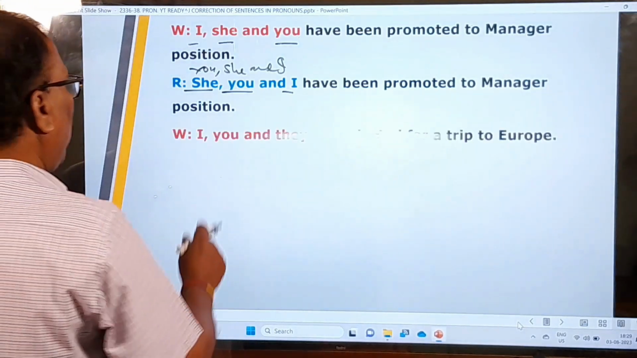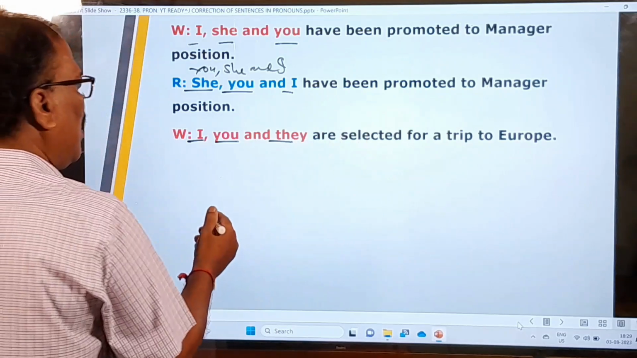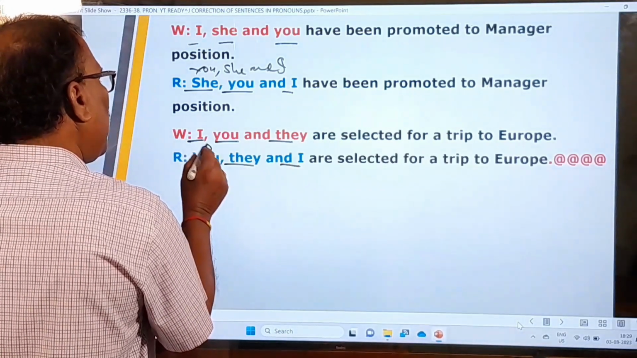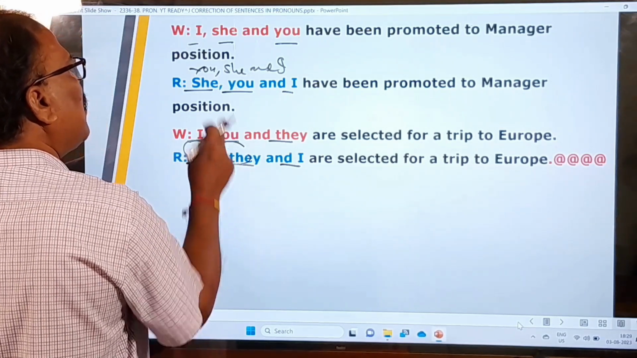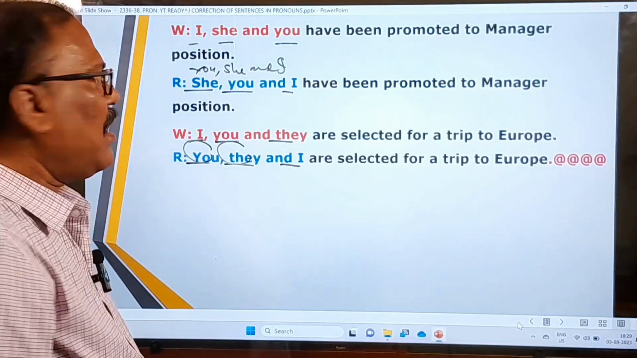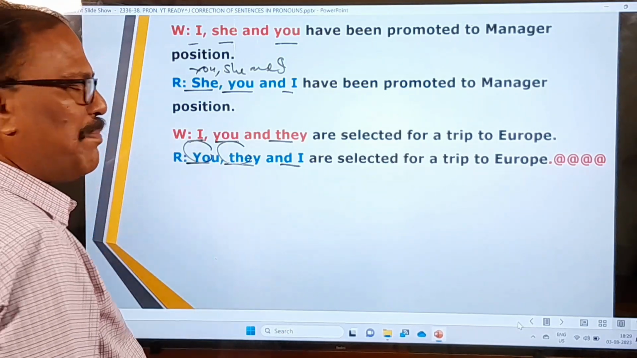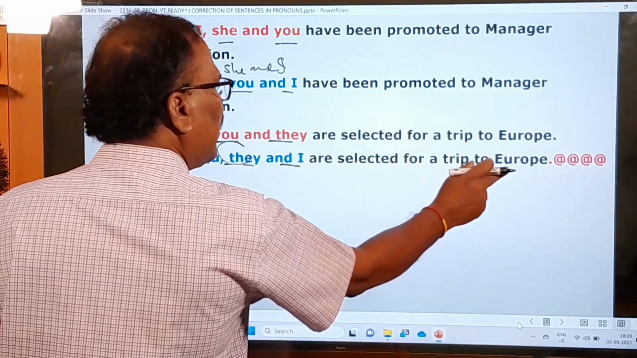Go to the next one. "I, you, and they are selected for a trip to Europe." Good news, pleasant news. "You, they, and I." So here, you is the second person. They is the third person plural. Here you are talking about the third person singular: he, she, it are third person singular. They is third person plural. And here, "You, they, and I are selected for a trip to Europe."